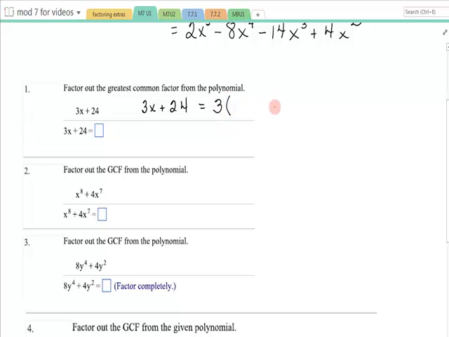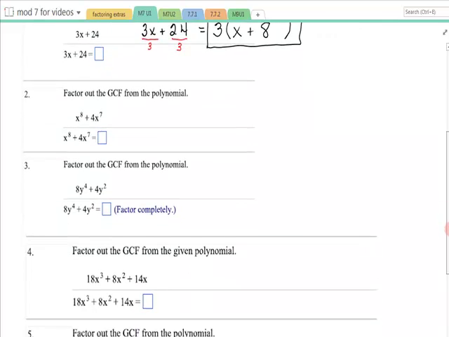Now, to see what you would have if you factor it out, factoring it out is like dividing. You can show this or not show this, but this is what you're doing. 3 goes into 3x, x times. 3 goes into 24 plus 8. You have factored that polynomial by factoring out the greatest, the very largest common factor that you can. All right, let's look at the next one.